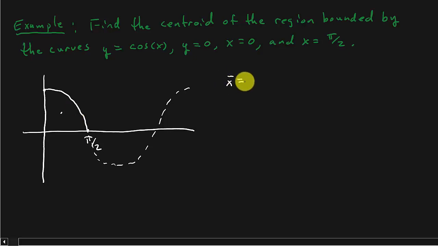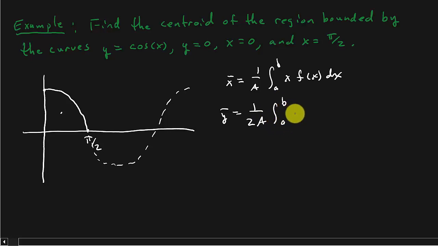So we know x bar is equal to 1 over A times the integral a to b of x f of x dx. Y bar is 1/2, remember that, I'll bring that outside the integral, a to b of f of x squared dx. So I need the area. So let's find the area first.